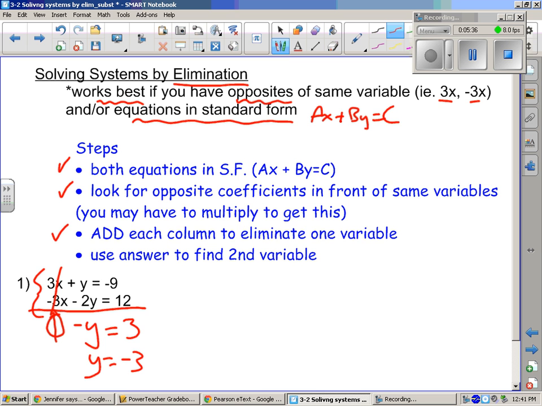So we're done. We got an answer, right? No, no, no. That's only half our answer. We've got the y part. We need the x part. So again, take the y and put them into either equation. I'm going to choose this top one.